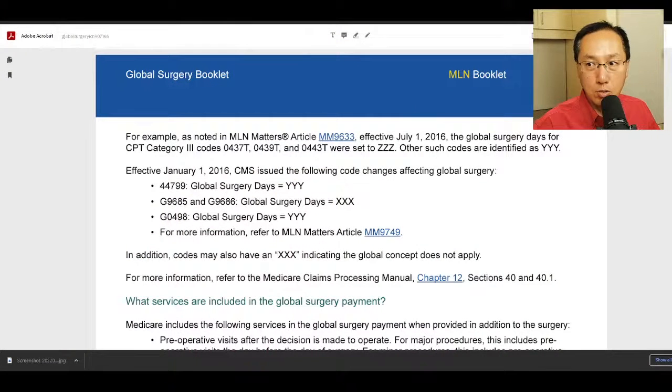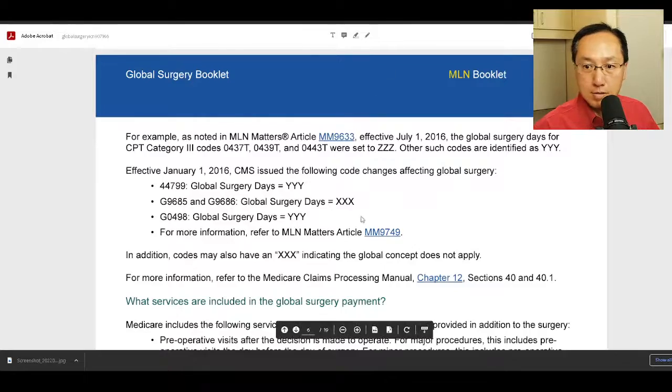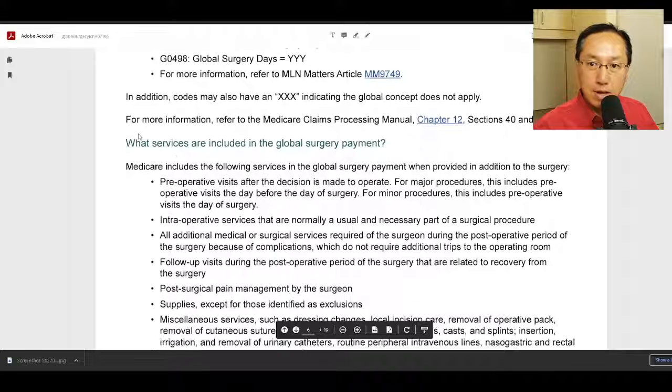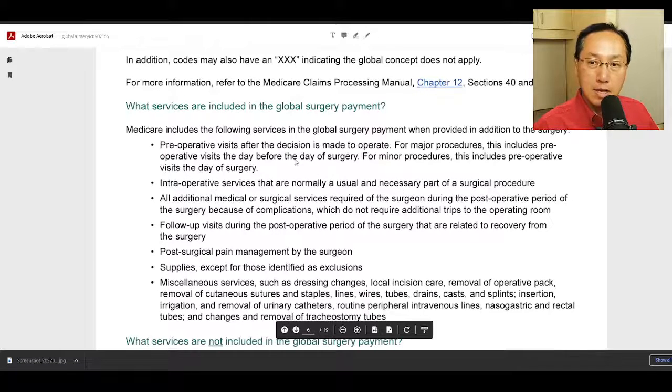And let's see, what is the Medicare definition? Now, this is Medicare, so it's not for all the private payers, but in essence, private payers follow Medicare's guidelines. So let's look at what's included in the global. This is according to the Medical Learning Network booklet published in 2018. And in it, on page 6, right here it says, what services are included in the global surgery payment? And I'll read this to you.